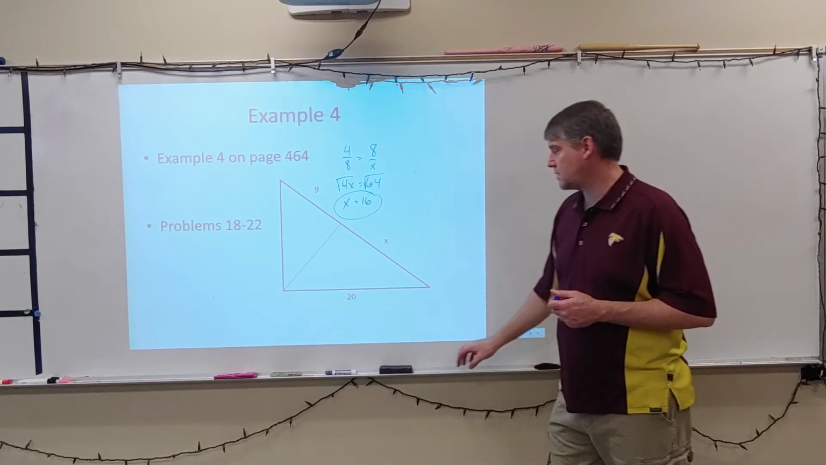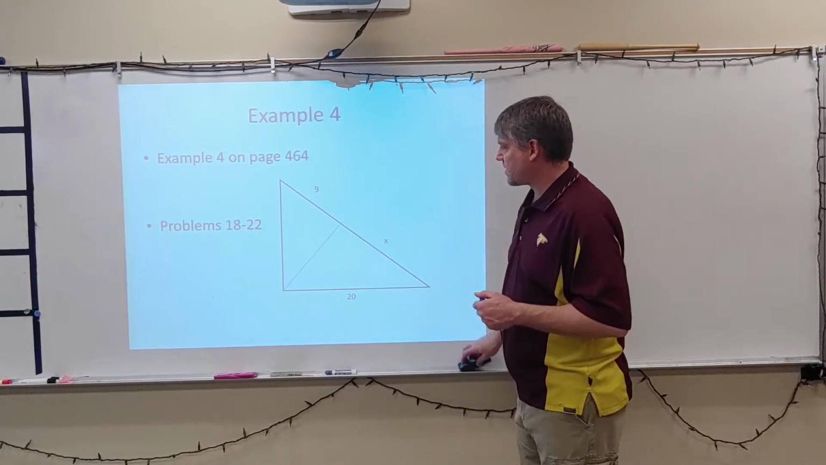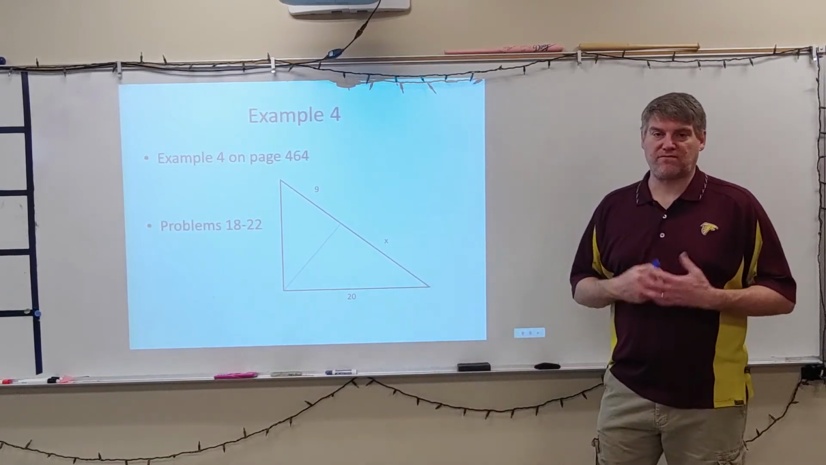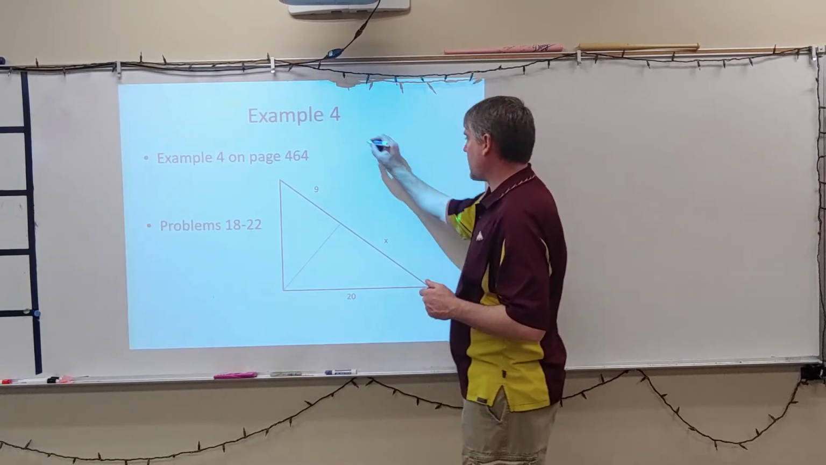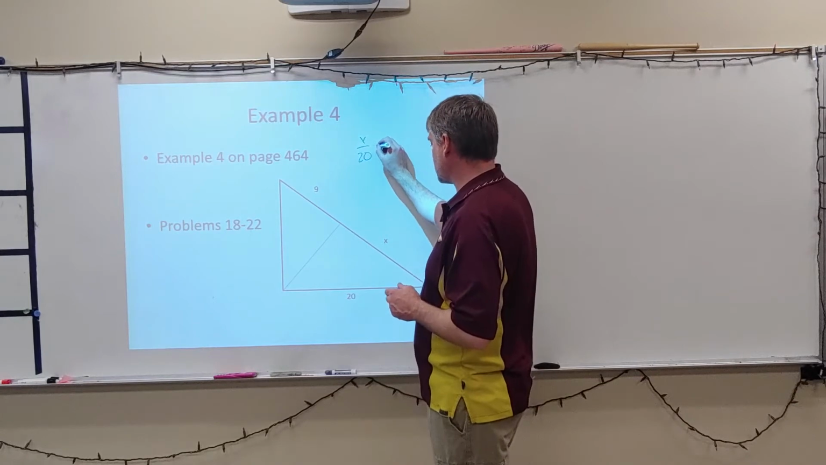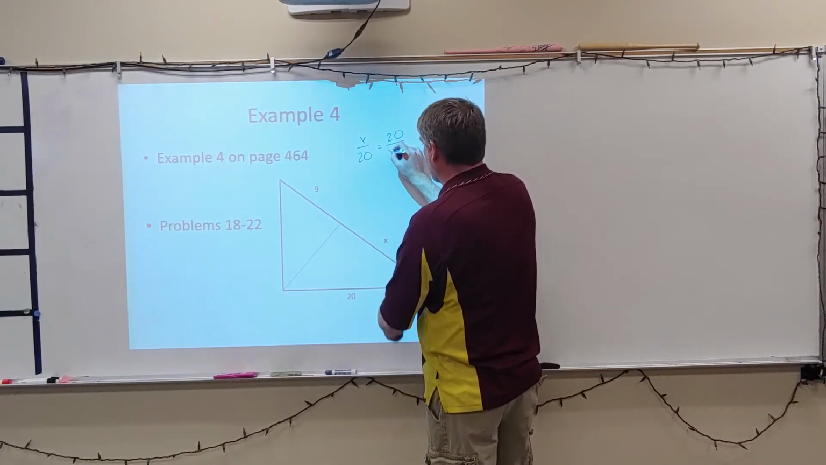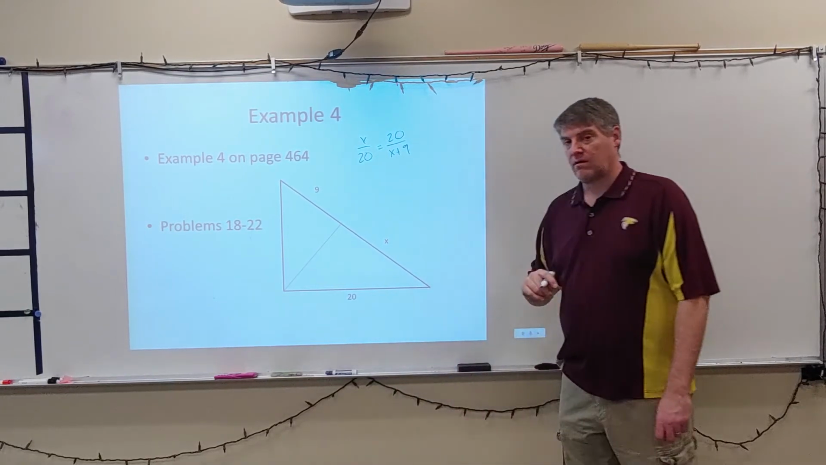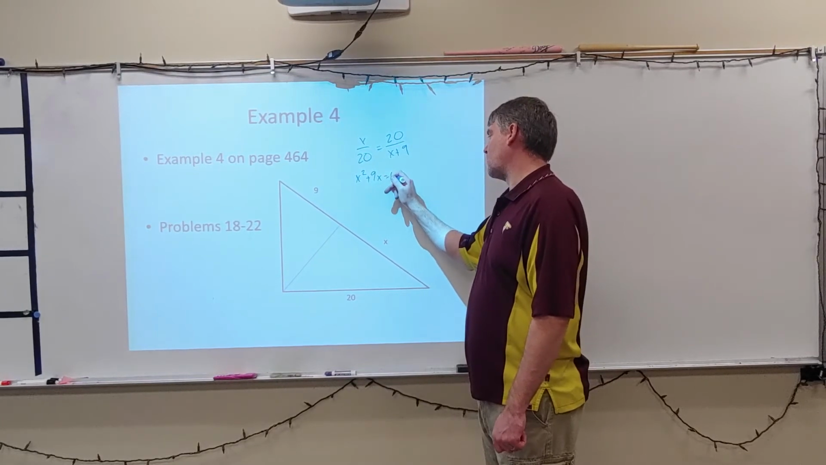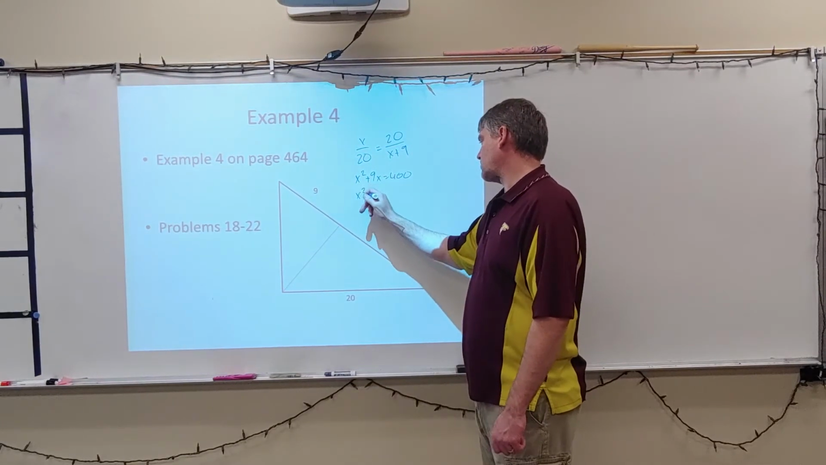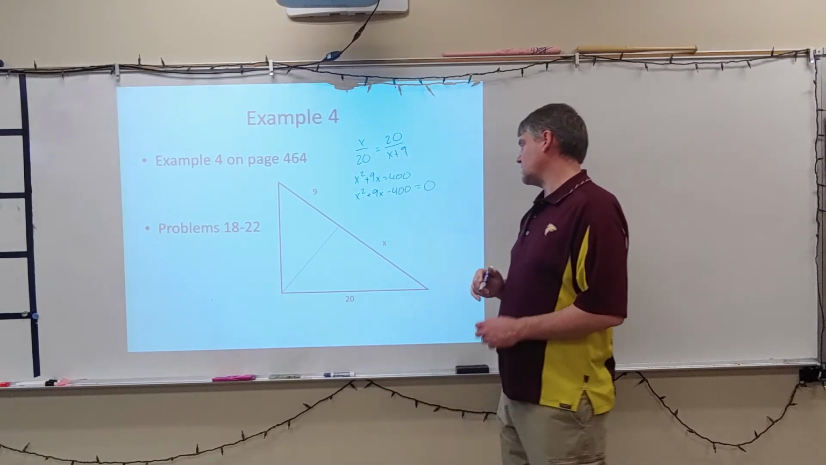Okay. So now I have, here's my x. I need to now find my whole piece here. So I'm going to go x over 20 equals 20 over x plus 9. Okay. So this is going to give me x squared plus 9x equals 400. x squared plus 9x minus 400 equals 0.